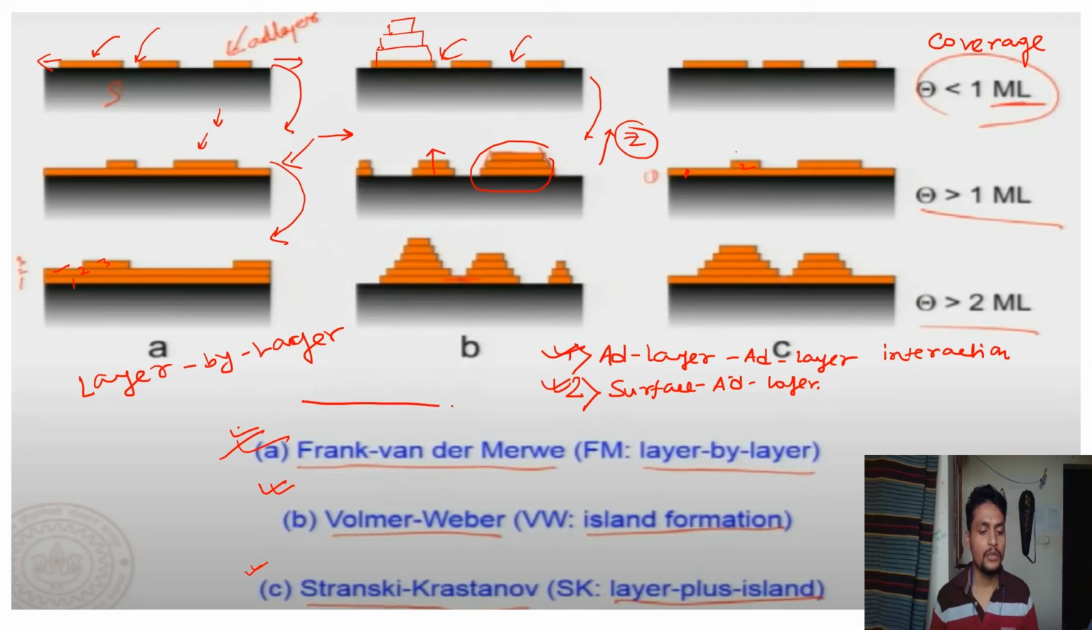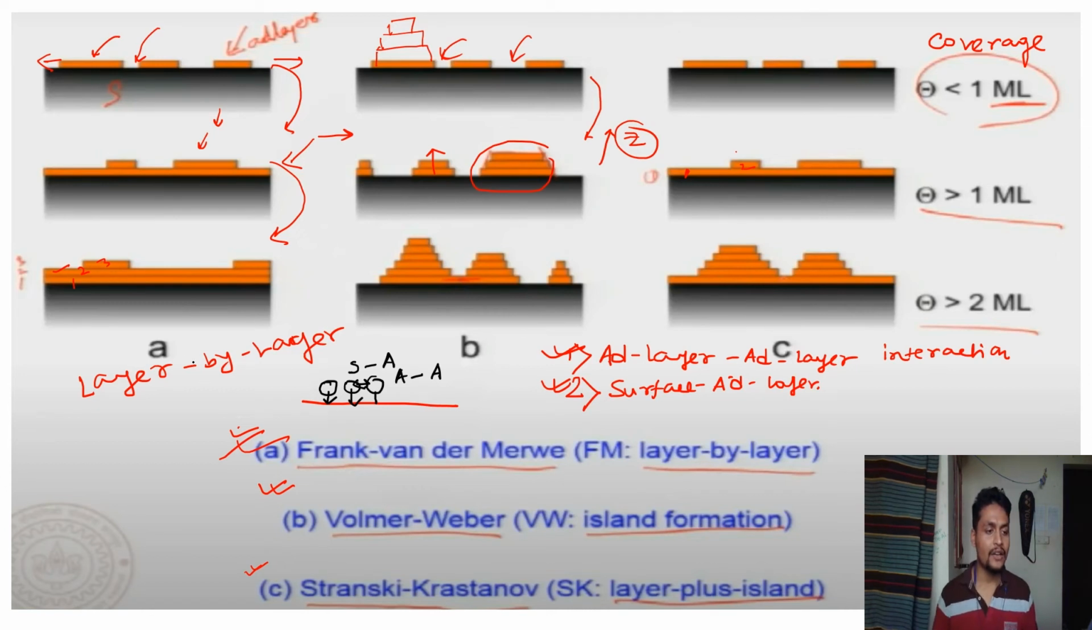Whenever, let's say this is my surface, and some foreign atom is coming, obviously it is going to react with the surface. So there will be a surface atom interaction, and after some point, obviously these two are going to cross talk with each other. So that is also the adsorbate interaction.